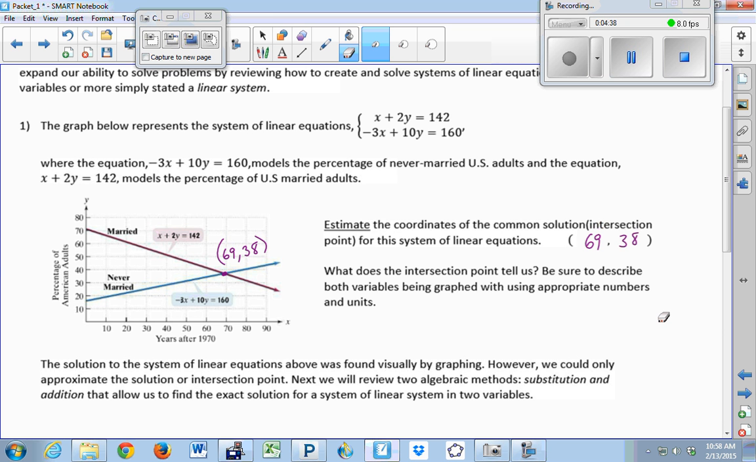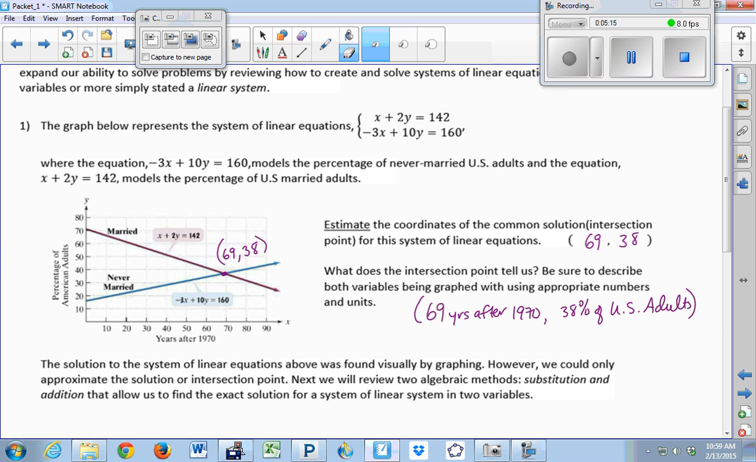So any given story like this will have two coordinates, and to help you write the sentence about what this means, put in the units right beside the coordinate. For example, 69 is 69 years after 1970. So put it right in there to help you out with your sentence or your interpretation. After 1970. And the 38 represents the percentage of US adults. So once you put in your units along with your coordinates, then you can write your sentence from there.